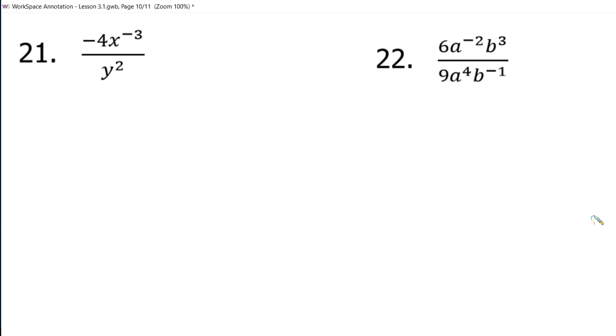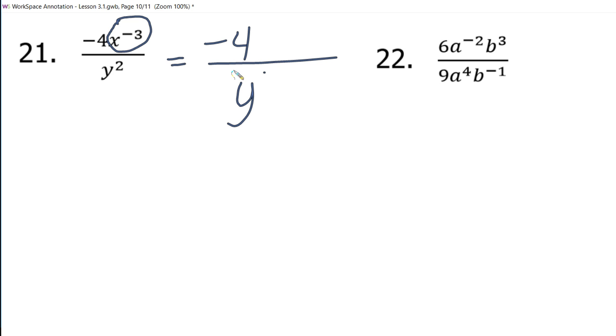Number 21. What's wrong with 21? It has not the negative 4. It's okay for a coefficient to be negative. The only thing that can't be negative is the exponent. So that's what's wrong with it. So the negative 4 is okay. The y squared is also okay. But it's the x to the negative 3 that's not good.